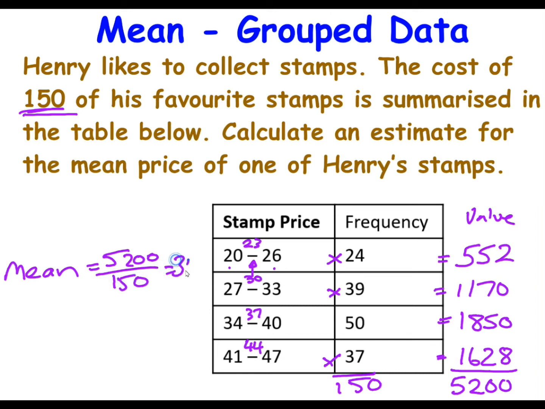And you get 34.6 recurring. So the estimate for the mean price is 34.6 recurring pence per stamp. And if you wanted to estimate it or round it, you could say estimated at 35 pence.